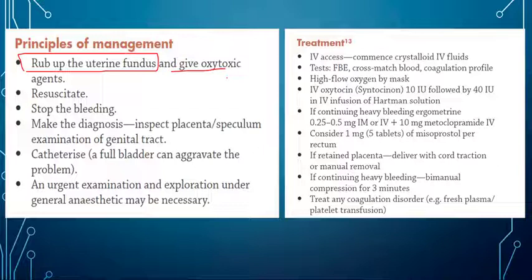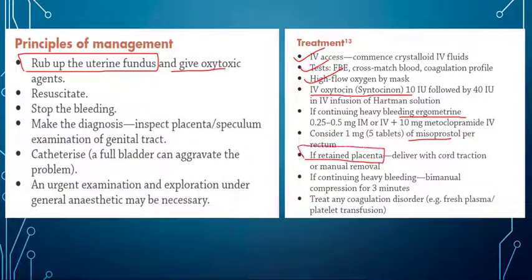Okay, and what else will we do? If you look here, first of all, IV access, sending the blood. If the patient has low oxygen, then give oxygen. Then we will also start the patient on IV oxytocin. And if even after that the patient is bleeding, then we go for ergometrine. And sometimes even after that, if the patient is bleeding, you can give misoprostol per rectum.